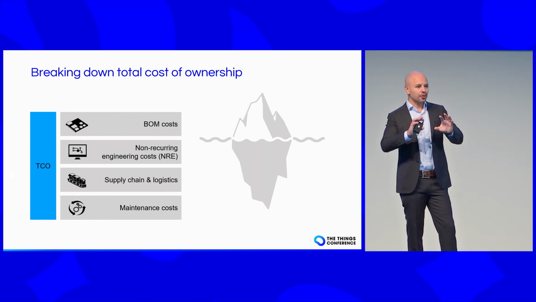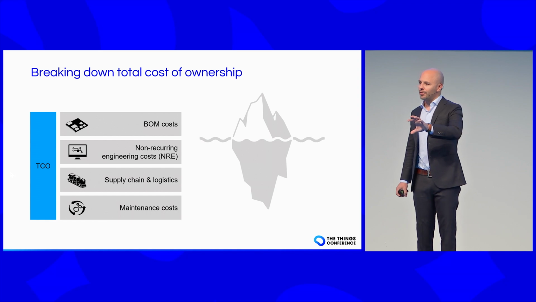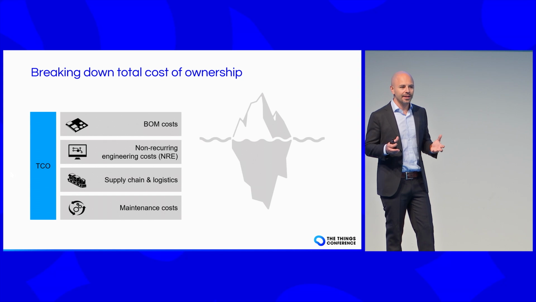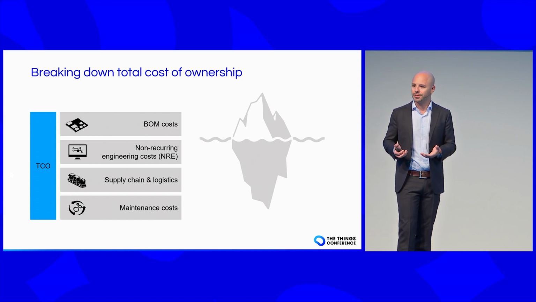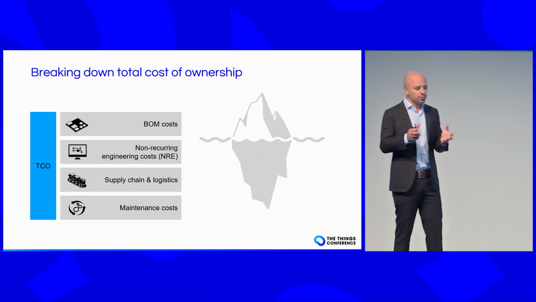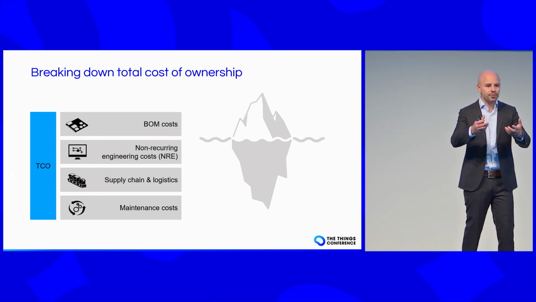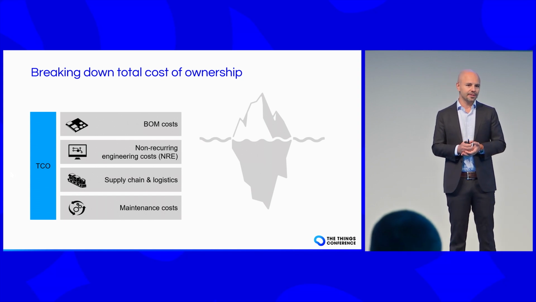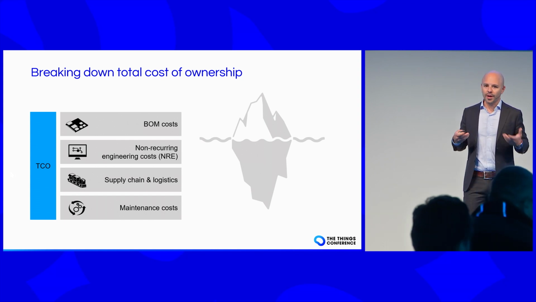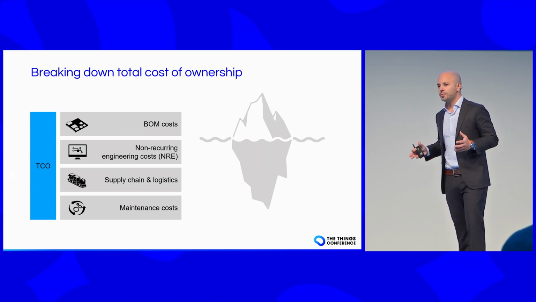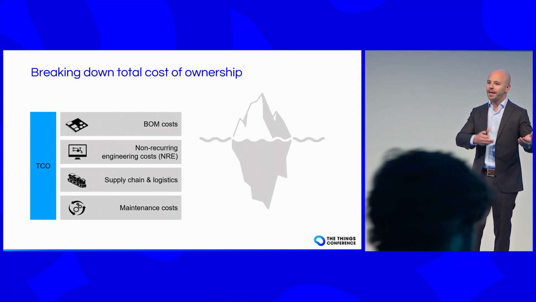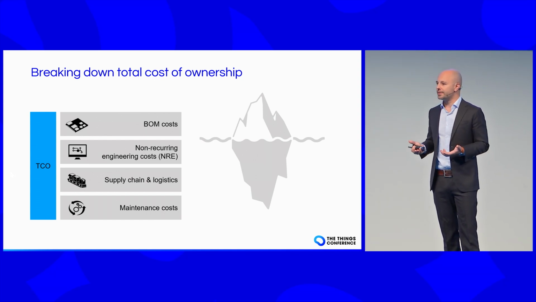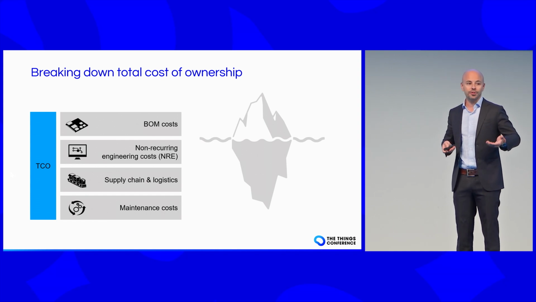In the total cost of ownership, we have the visible part, the bill of material, the cost of components. Then, if we go a little bit below the surface, we have all the NRE costs, the non-recurring engineering costs, the cost necessary to bring an initial concept to an end product that is certified and ready to be commercialized. Once the product is ready, it's all about shipping it and bringing it to the end user, so it's about supply chain and logistics. And once the product is on the field, it's about maintenance cost, all the ongoing cost during product lifetime.